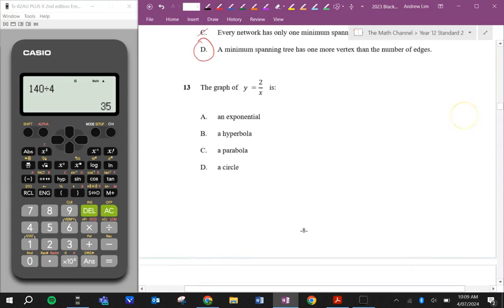Okay, question 13. The graph of y equals 2 on x is a hyperbola. So you need to be able to recognize these. What I like to do is, because we've got a hyperbola that looks like this, right? So that sort of looks like a fraction, something over something, which is what this is. So that's a good, helpful way of identifying that that's a hyperbola.